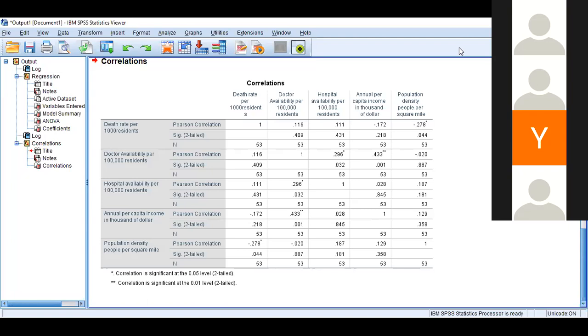So the annual per capita income and the population density I'm seeing here. Is that minus 0.129? It's minus, both of them, minus 0.172 and minus 0.278. Which one? I'm looking at annual per capita income versus the population density. Okay, it's death rate, because you were saying population density.